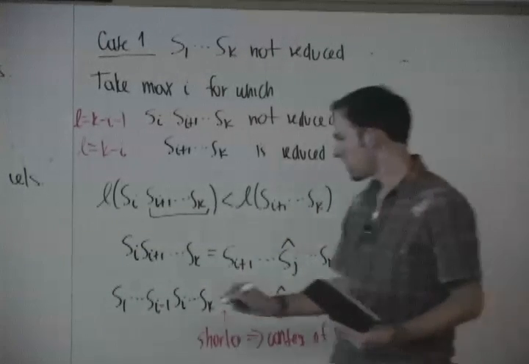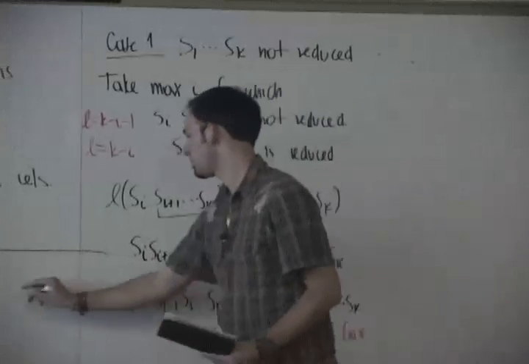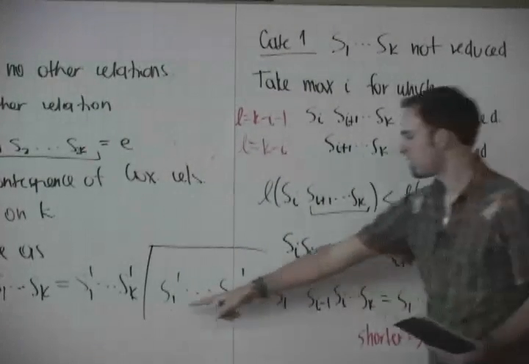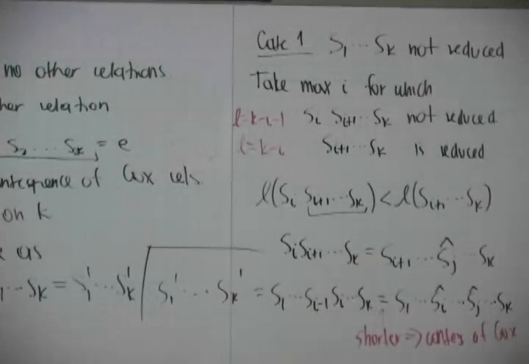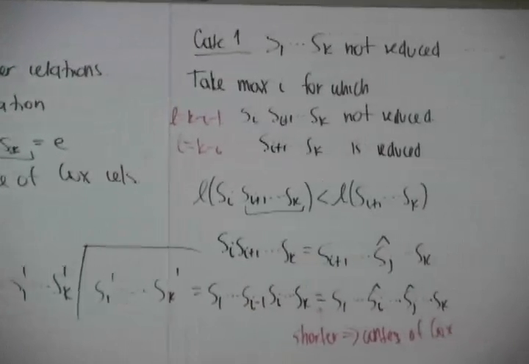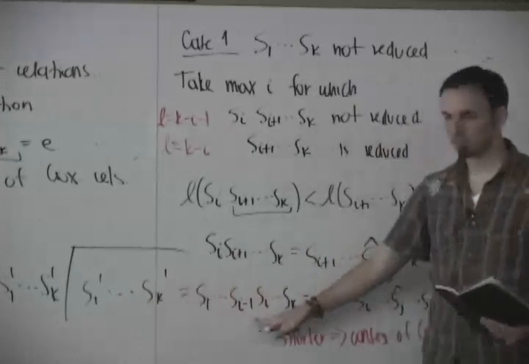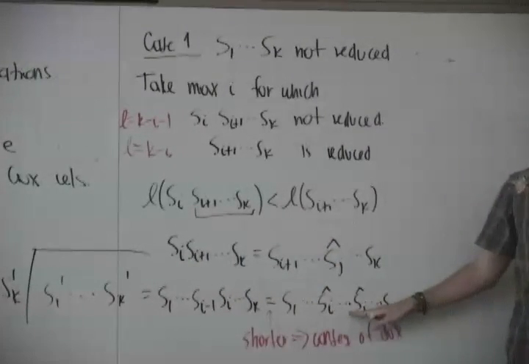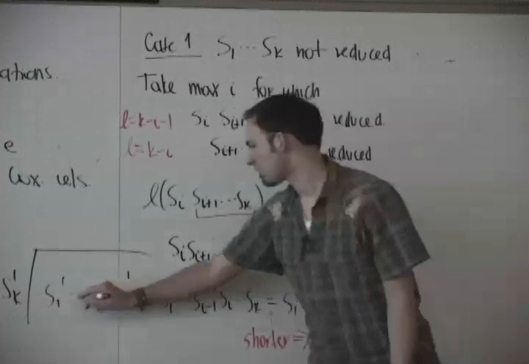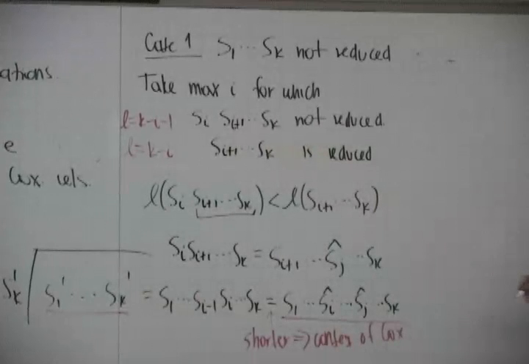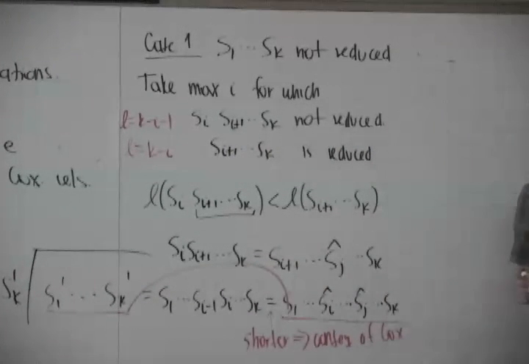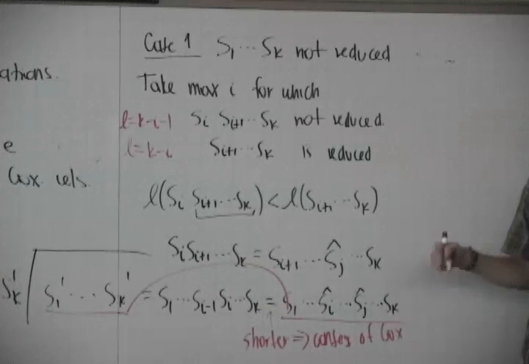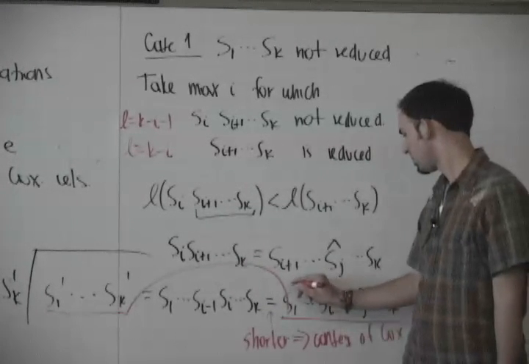Now, there's another equation that is true, which is that this is equal to S1 prime up to Sk prime. By assumption, these guys are equal. What's the equation that I'm trying to prove is a consequence of the Coxeter relations? I'm trying to prove that this equal to this is a product of Coxeter relations. Now, I know that this equal to this is a product of Coxeter relations. What about this equal to this? You see, this is also an equality in the Coxeter group. And the equality that this is equal to this also has length 2k minus 2. So that means that that is a consequence of the Coxeter relations.